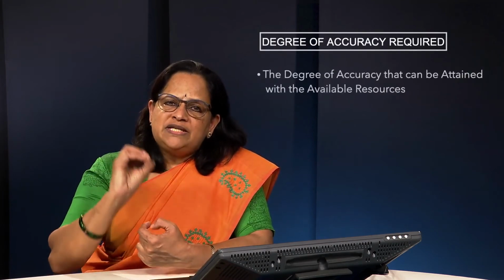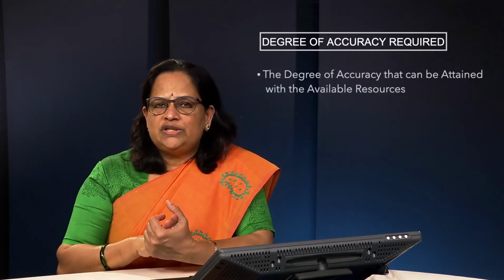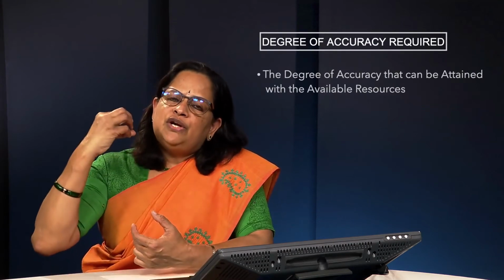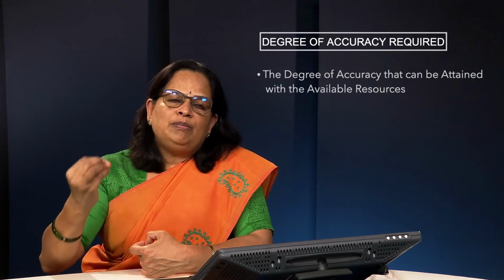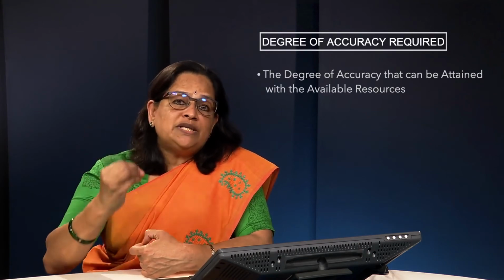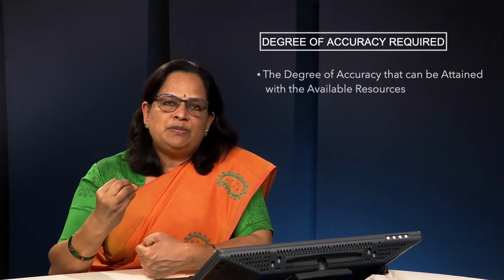Then, degree of accuracy required. There are 2 things you have to remember in this. One is the degree of accuracy that can be attained with the help of available resources. For example, if you are doing a scientific experiment, 4 decimal places accuracy we will expect in a scientific experiment.